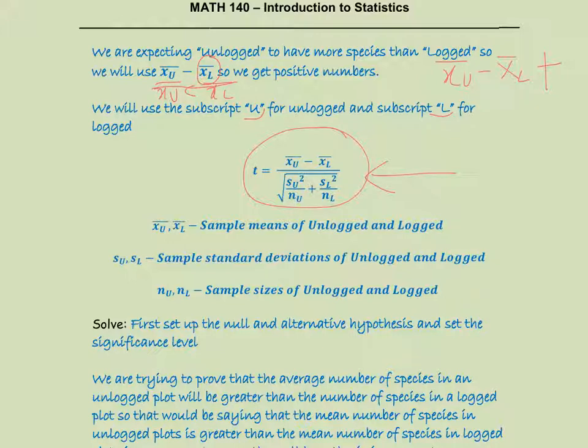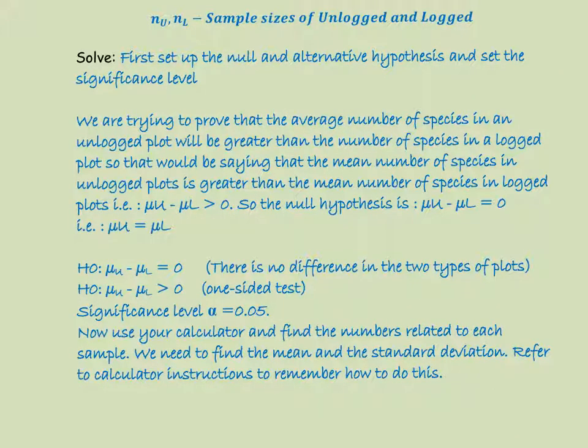This formula will now tell us exactly what we need in order to complete this problem. So what we need is the means and the standard deviations of the two samples, and the sample sizes of the two samples, in order to figure out the T statistic. Now here we solve the problem.